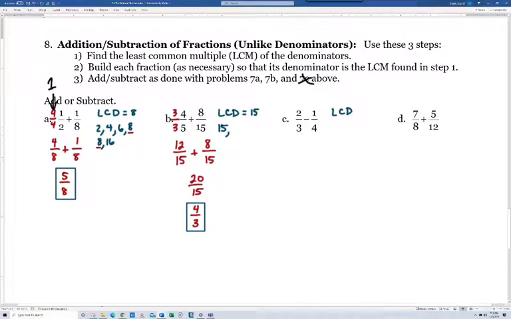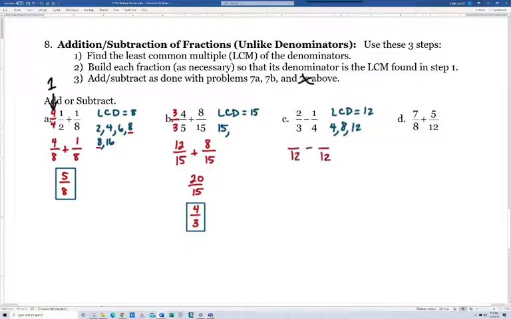So I'll start with 4, the bigger number. And 4 is not divisible by 3, so let's look at the next multiple of 4. We just keep adding 4. 8's not divisible by 3, but if we add 4 again, we get 12. Notice 12 is divisible by 3, and so there's your LCD.